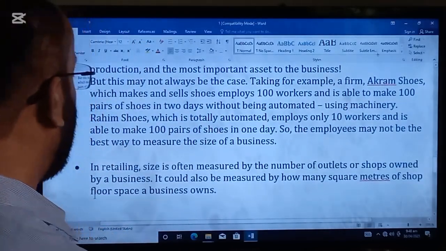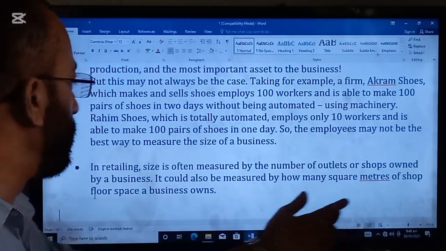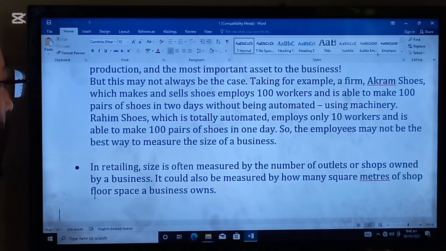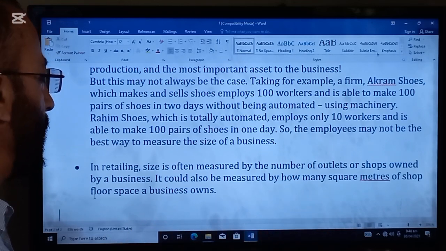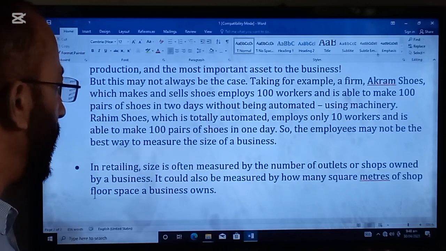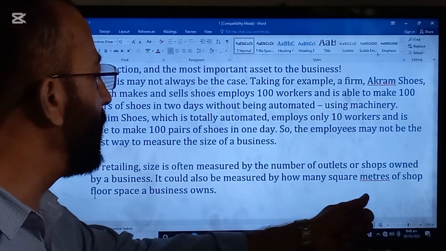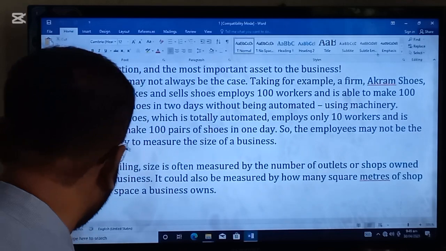In retailing, size is often measured by the number of outlets or shops owned by the business. The more shops a business has, the bigger it is normally considered, and the fewer shops it has, the smaller it is considered. It could also be measured by how many square meters of shop floor space a business owns.